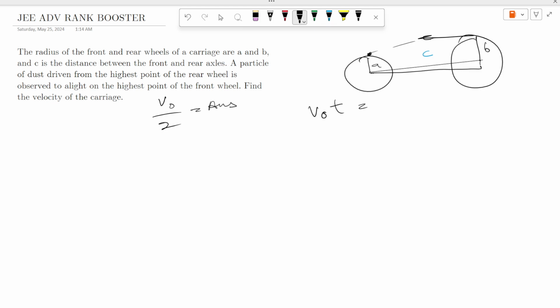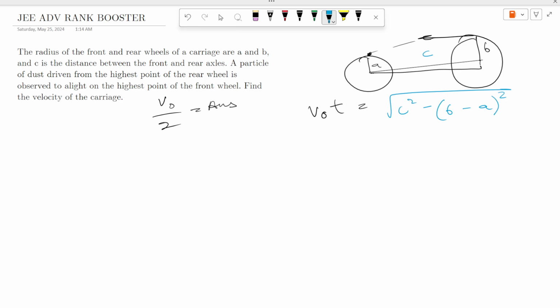So we can give this expression by c squared minus the perpendicular, which is b minus a, whole squared. So this is the expression that we are getting.